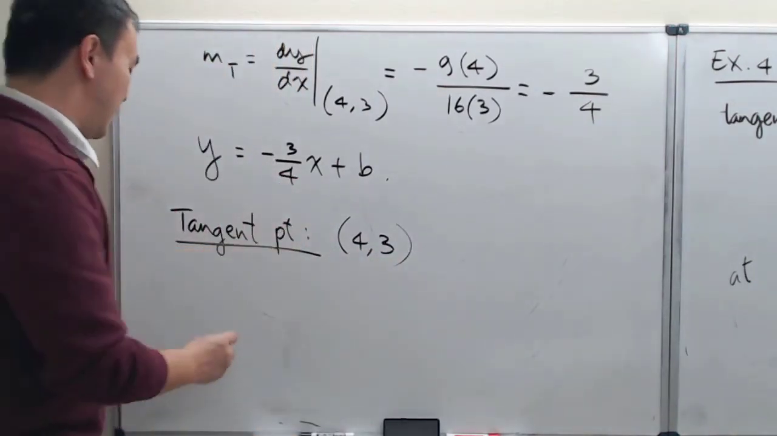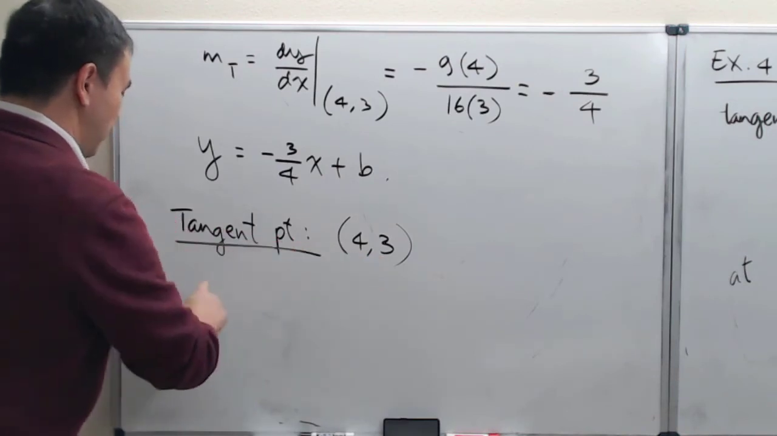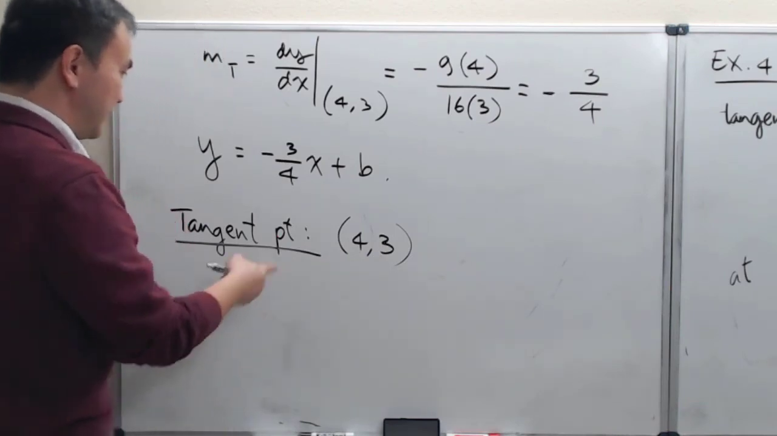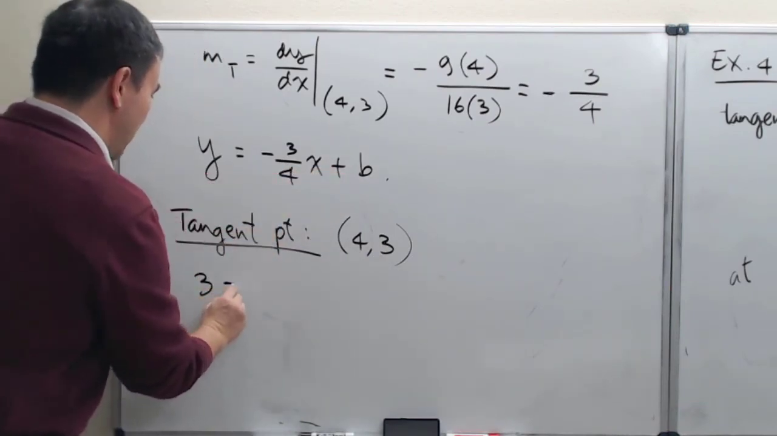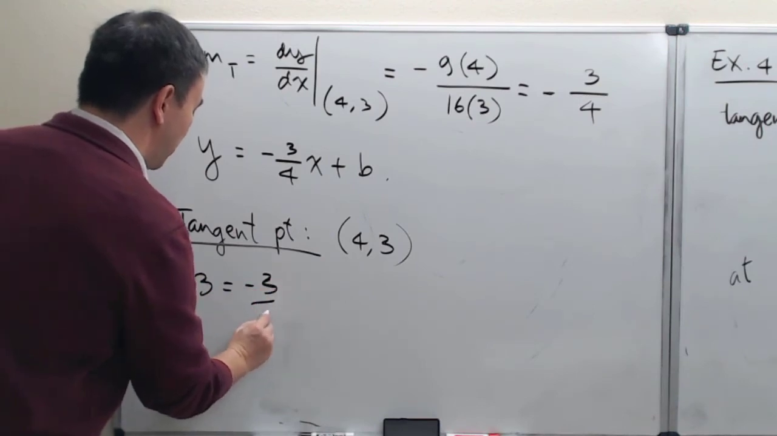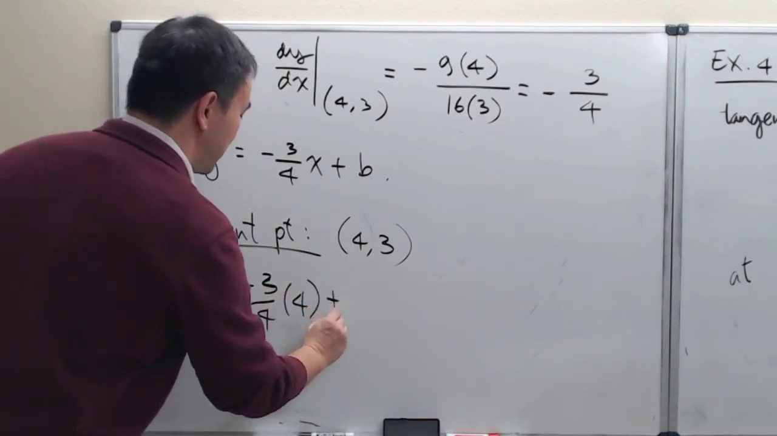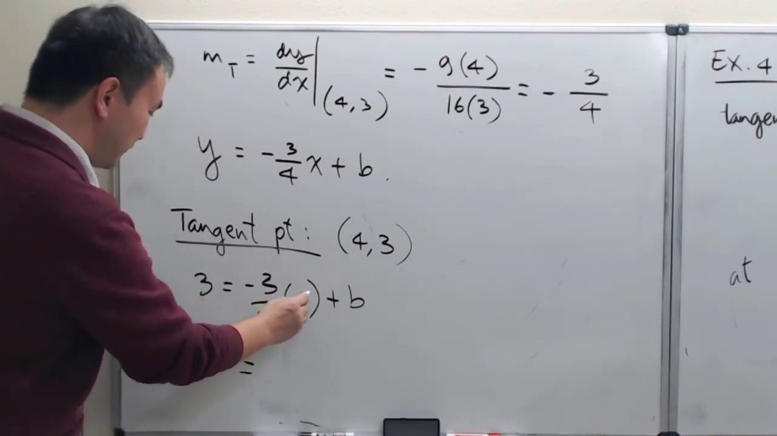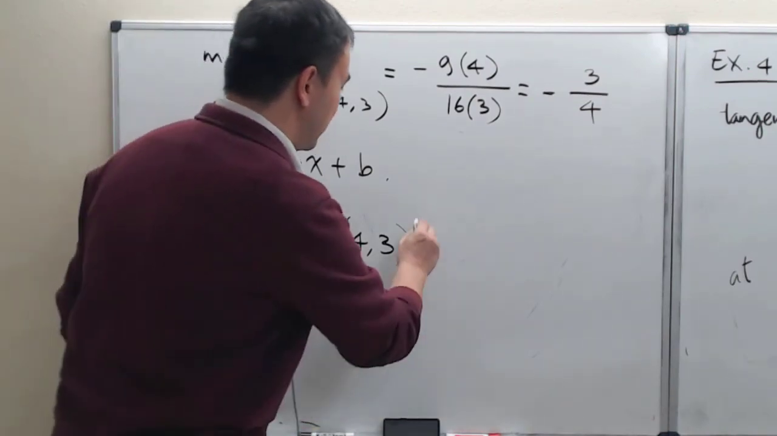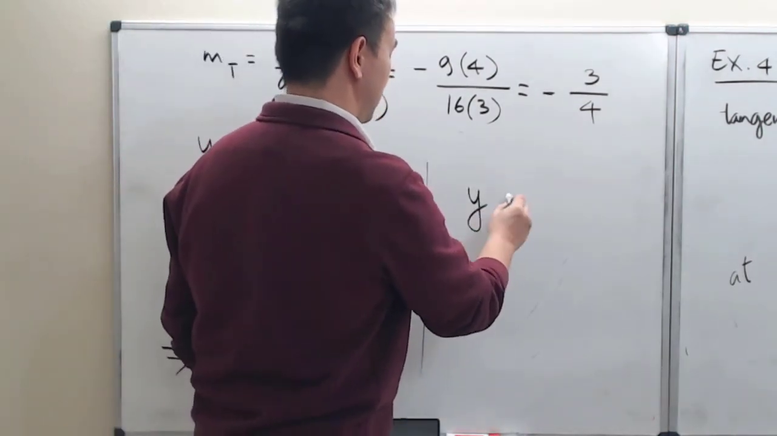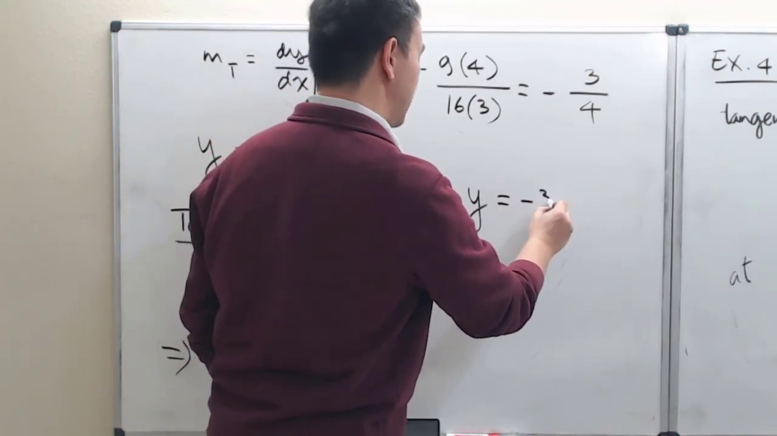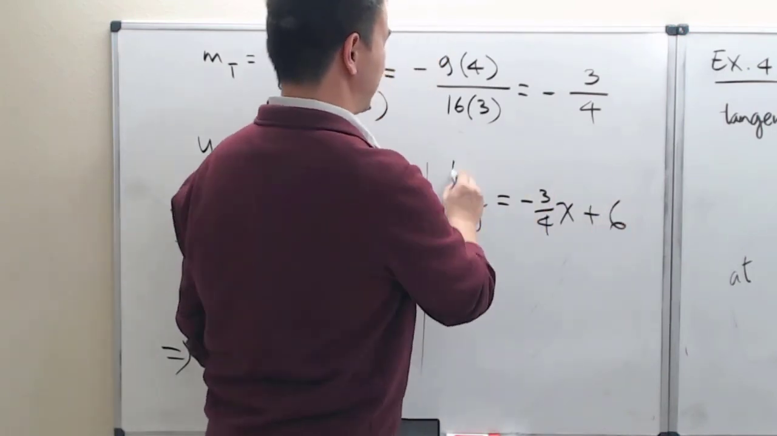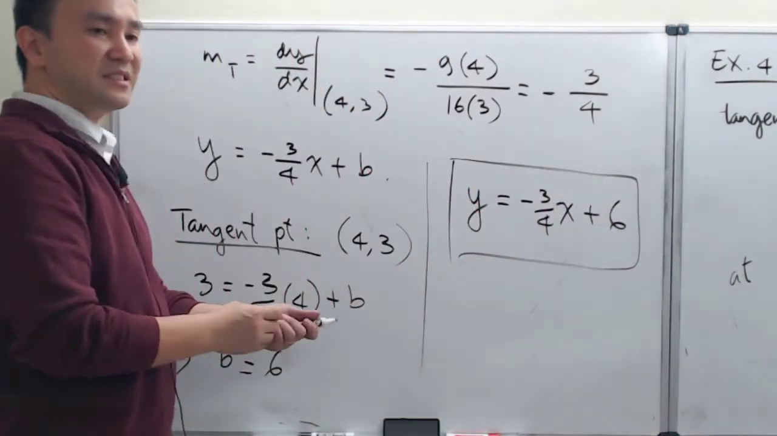Now for our equation, you have your own control over this, to have your own way of finding the y-intercept. I'll go with 3 equals negative 3/4 times 4 for x plus b. Then from there we can solve for b: the 4s cancel, so b equals 6. So our final equation of the tangent line is y equals negative 3/4 x plus 6. All right, so that's our equation of a tangent line.